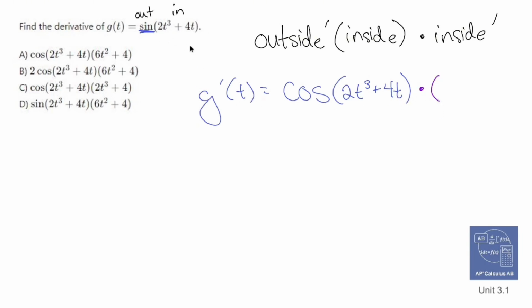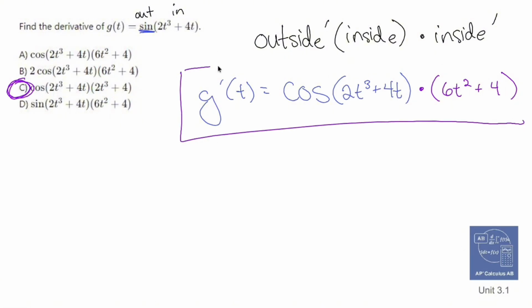Then multiply everything by the derivative of the inside stuff. The inside stuff was 2t cubed plus 4t, so the derivative is going to be 6t squared plus 4, because 4t's derivative is just 4. And it looks like that's all I need to do here. So which one matches up? Is it C? It is C. So the derivative of sine of stuff changes the sine into cosine, keep the stuff, but then multiply everything by the derivative of the inside stuff. That gives me C.